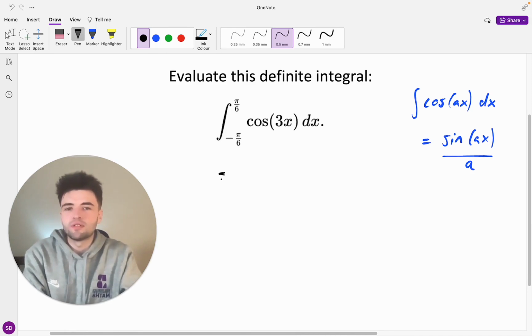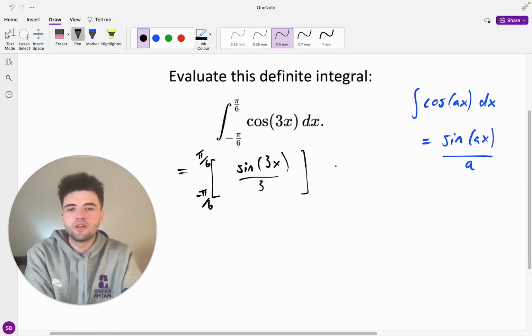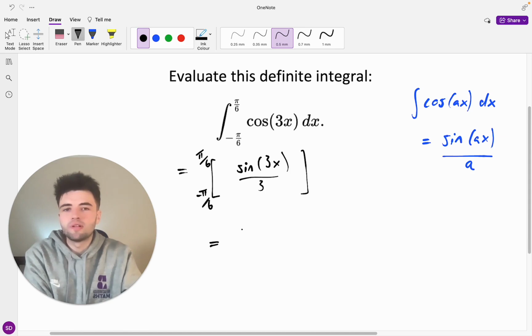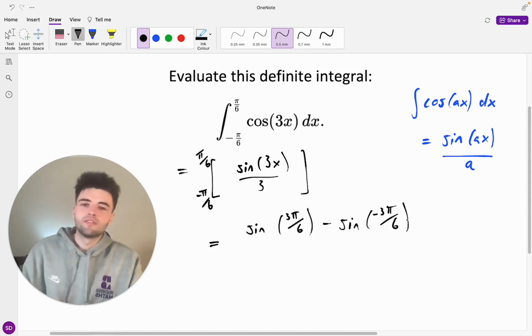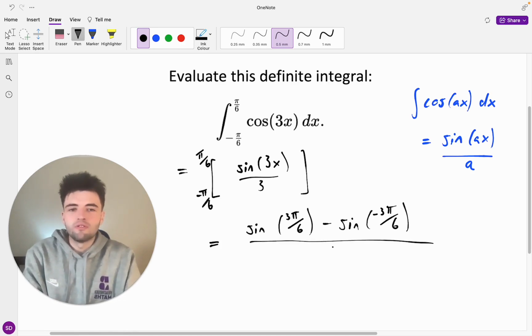And so I'm just going to go onto a new line and also keep our limits here on the outside. By just applying this rule, we're going to end up with sine 3x over 3. And now all we have to do is just plug in our limits. So we're going to have an upper limit of pi over 6 and a lower limit of minus pi over 6. And when we plug those in, we're just going to have 3 pi over 6 in the first bracket and then minus 3 pi over 6 in the second. We need to remember to divide this all by 3.